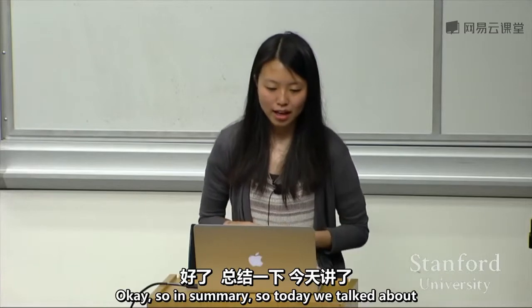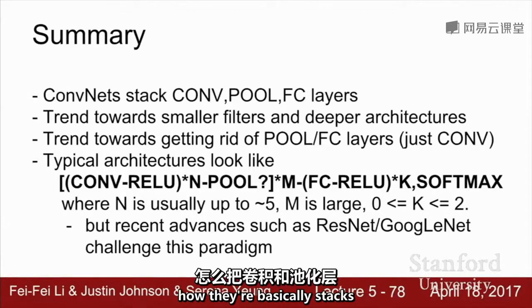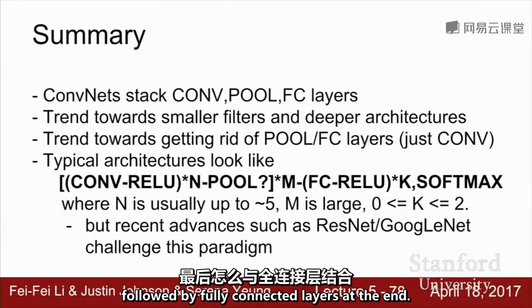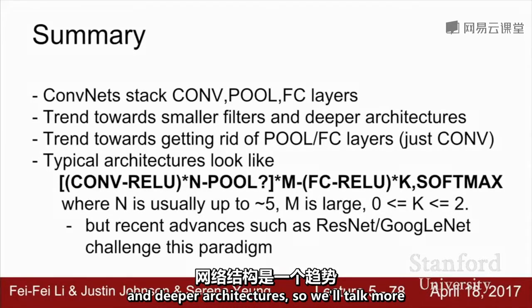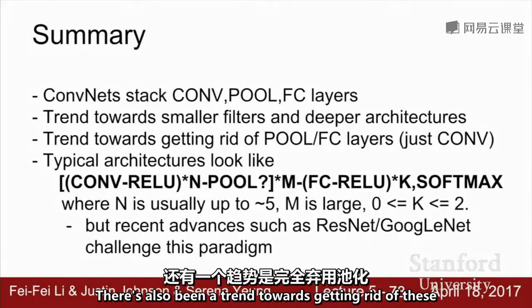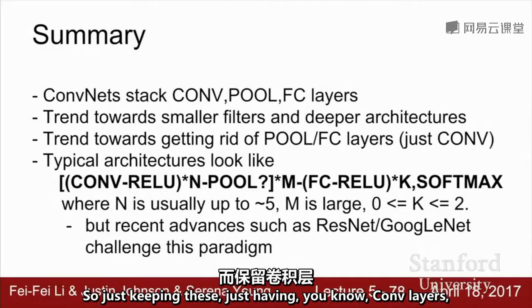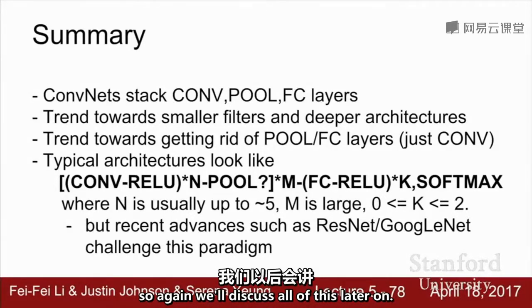Okay, so in summary, today we talked about how convolutional neural networks work, how they're basically stacks of convolutional and pooling layers, followed by fully connected layers at the end. There's been a trend towards having smaller filters and deeper architectures. We'll talk more about case studies for some of these later on. There's also been a trend towards getting rid of pooling and fully connected layers entirely, just having very deep networks of conv layers. Again, we'll discuss all this later on.